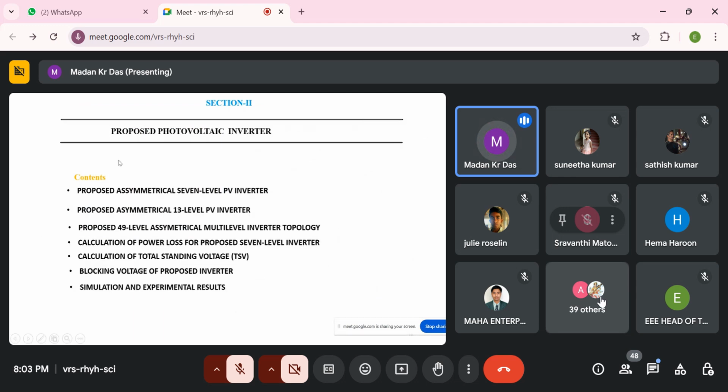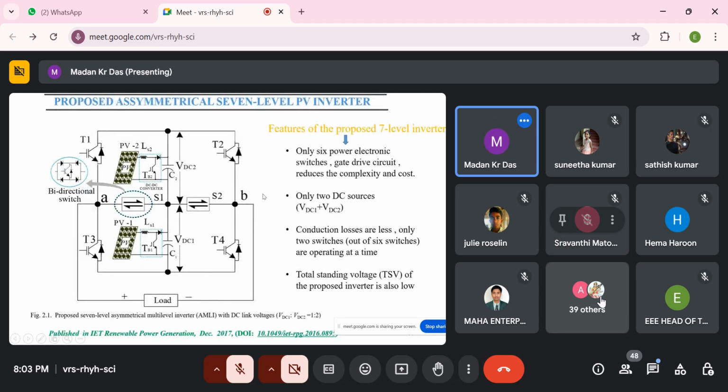Now in this section we have proposed the 7 level PV inverter. This is the proposed 7 level. Here is a new type of PV inverter, and here only two DC sources will be connected, VDC1 and VDC2, and the ratio is 1:2, meaning here we have used 100 volt and here 200 volt. So the total output voltage is 300 volt.